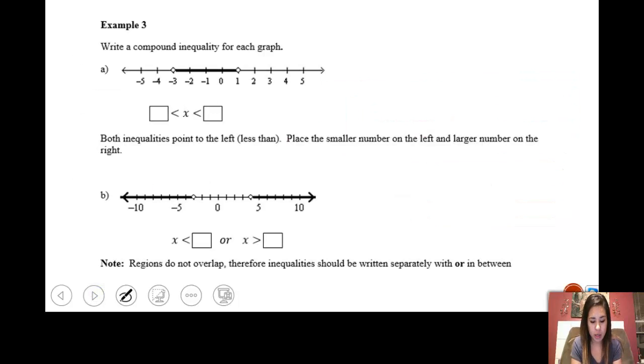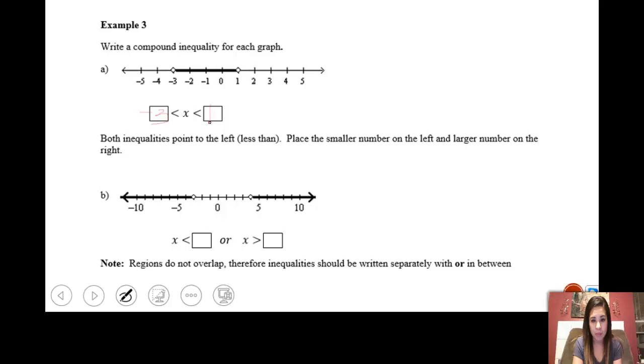Okay, so let's go ahead and take a look at example 3. It says write a compound inequality for each graph. So what's it saying here? x is between negative 3 and 1. So x is greater than negative 3 and x is less than 1.